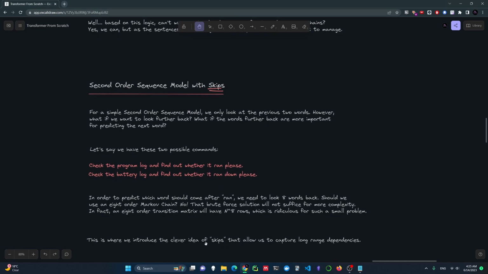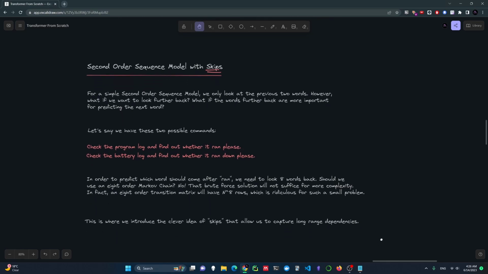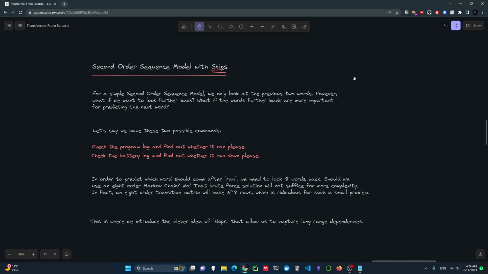Okay, so let's talk about the clever idea of skips that allow us to capture long-range dependencies. I want you to keep in mind long-range dependencies because it matters a lot for the transformer architecture, and it's really what inspired the transformer architecture to be the way that it is. So this is where we introduce first the intuition about why we need long-range dependencies, and then we will later see in the series how the transformer even solves the problem even better, right?